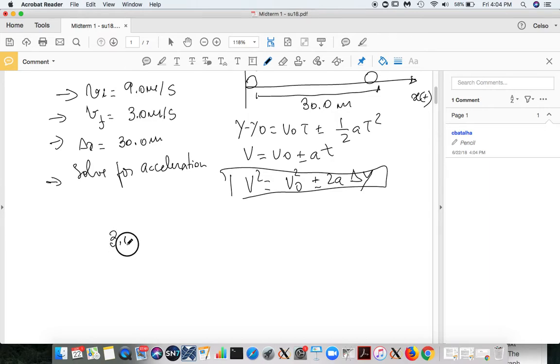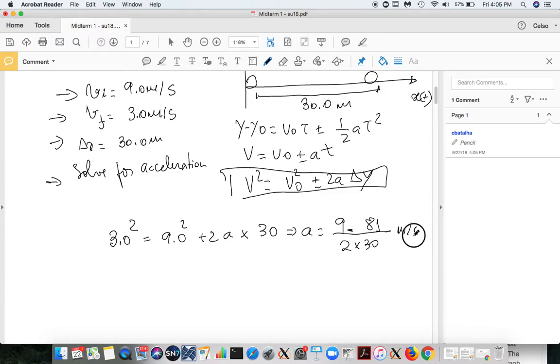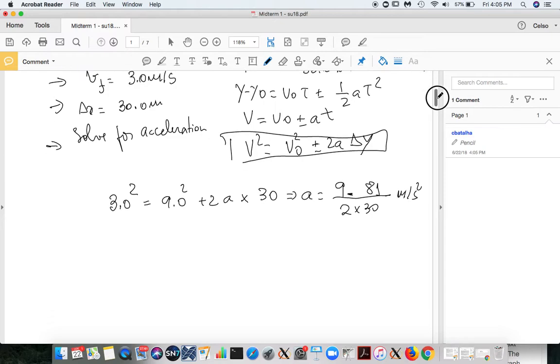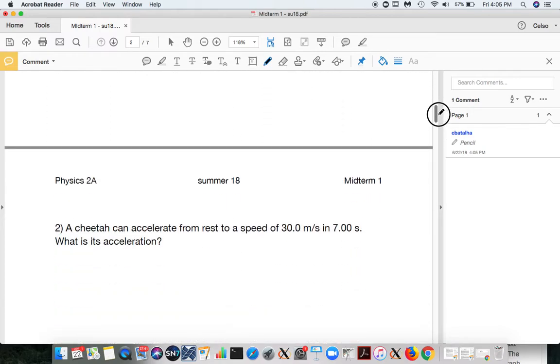So 3 squared is equal to 9 squared plus 2a times 30. And then acceleration is equal to 9 minus 81, which is 9 squared, right? Divided by 2 times 30 meters per square second. Then you calculate that.